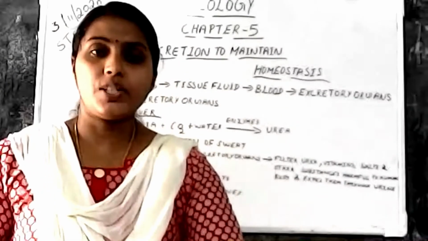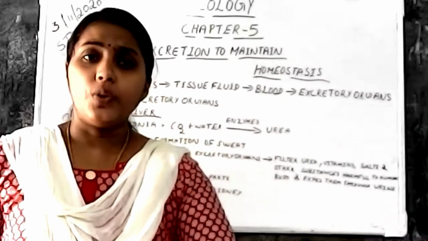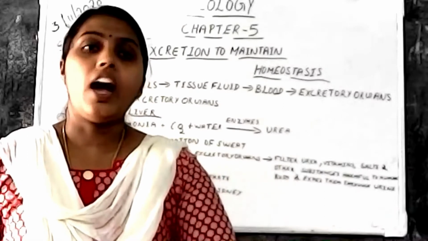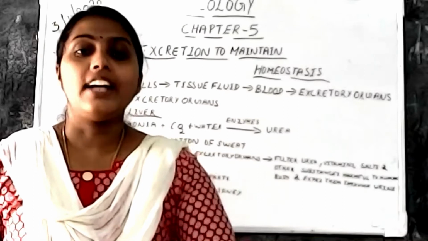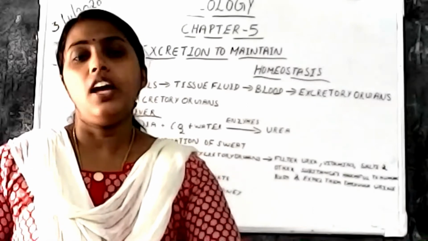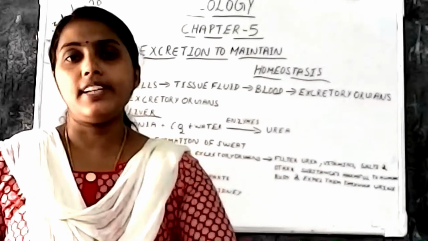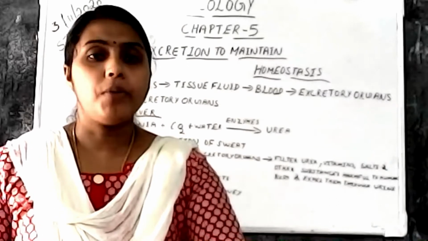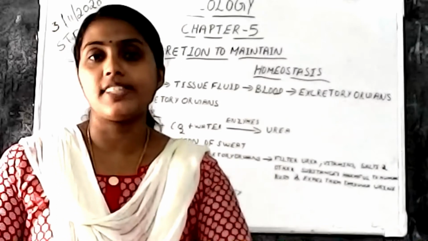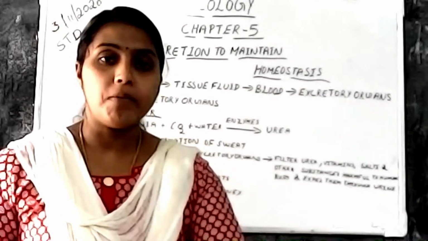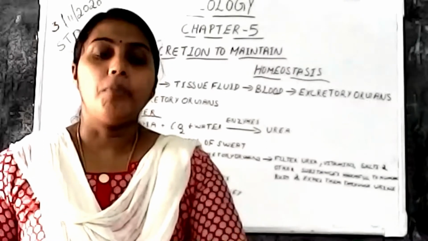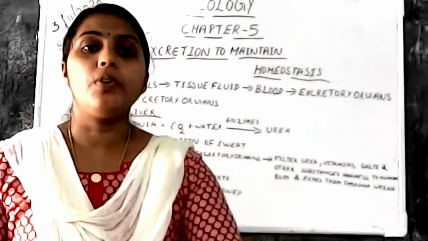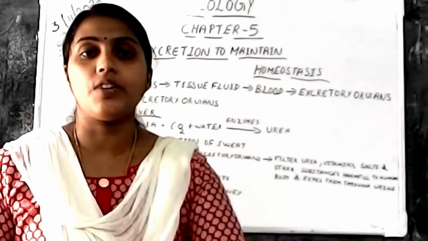Carbon dioxide is a waste product formed. Carbon dioxide, water, then ammonia. All these are waste products formed in our body after the metabolism of nucleic acids and proteins or amino acids. So after the metabolism of amino acids and nucleic acids, nitrogenous waste is formed. It should be removed from our body, otherwise it will affect our homeostasis. Homeostasis means maintaining our internal body temperature, maintaining our internal body balance. All these come under homeostasis. So if the waste is not removed, it will disturb the homeostasis of our body.